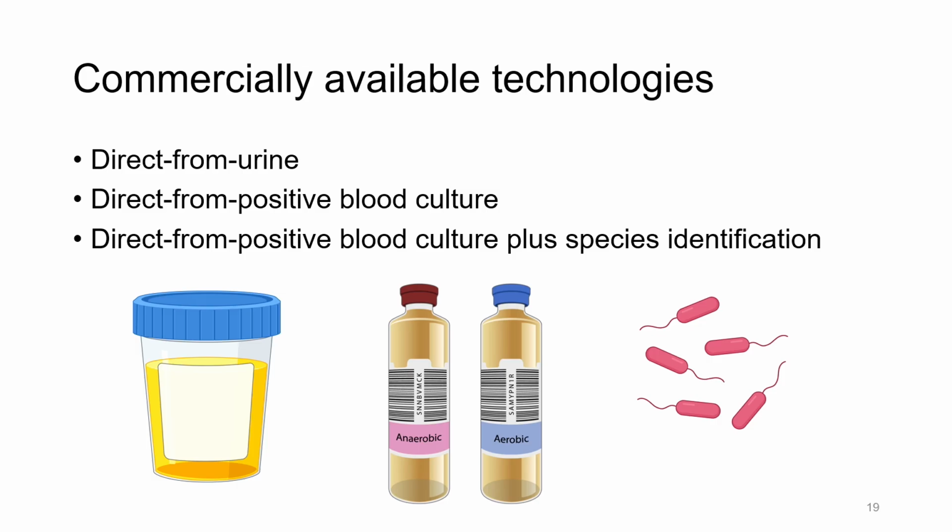Direct from urine, direct from the positive blood culture, and then direct from positive blood culture with integrated species identification. And the integrated species identification is important because it's actually necessary for us to interpret that AST result to know the actual species of the bacteria.